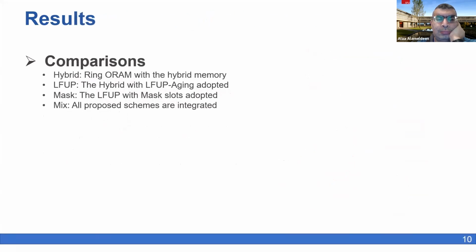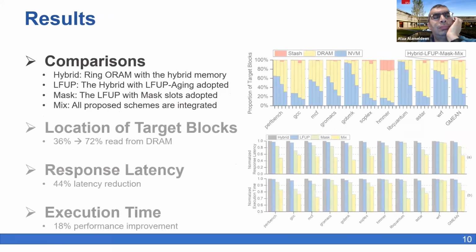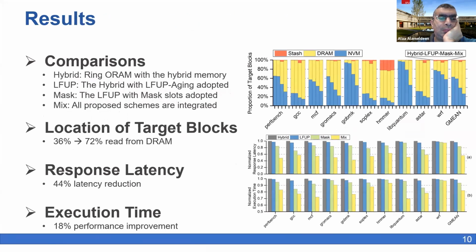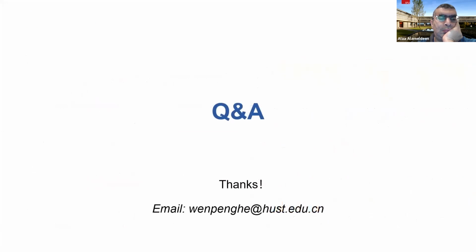We combined the proposed 3 schemes with the baseline Ring ORAM, and the results show that our work improved the DRAM hit rate from 36% to 72%, reduced response latency by 44%, and achieved 18% performance improvement. Thanks for your listening.